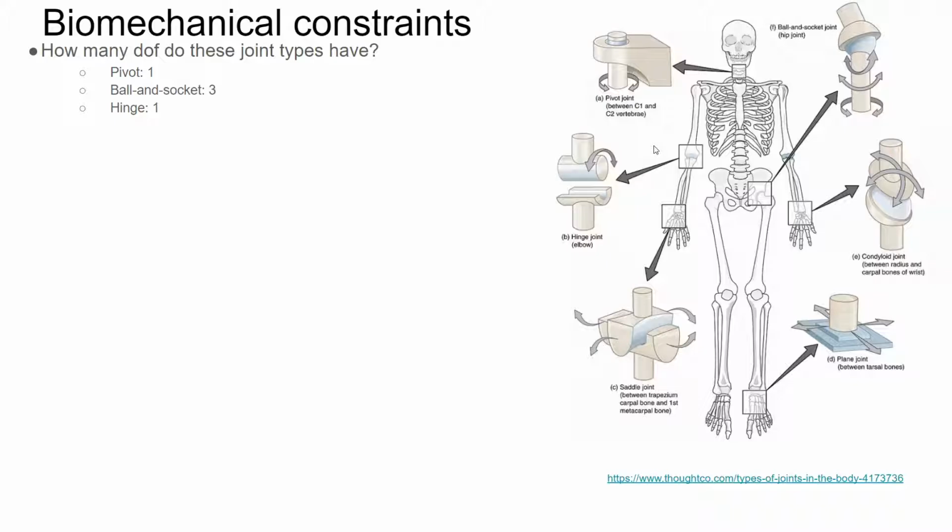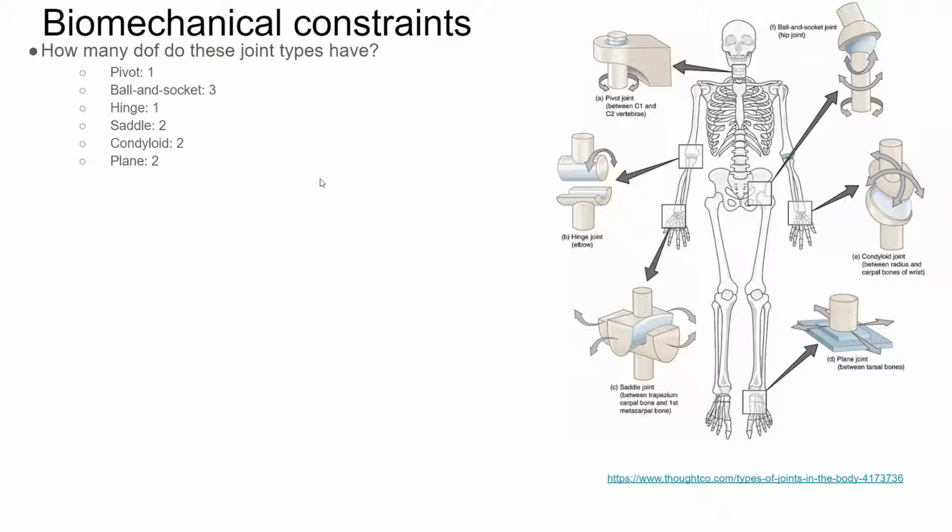Like I mentioned way earlier, most of the other motion is done by your shoulder, not your elbow. Think about what you can consciously control. A saddle joint, like in your hands, has 2 degrees of freedom. This joint here, which is also in your wrist somewhere, has 2 degrees of freedom. A planar joint, like in your feet, has 2 degrees of freedom as well.